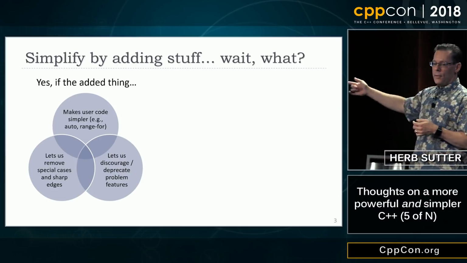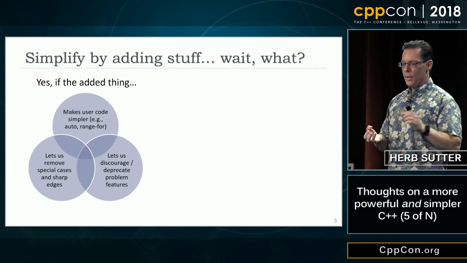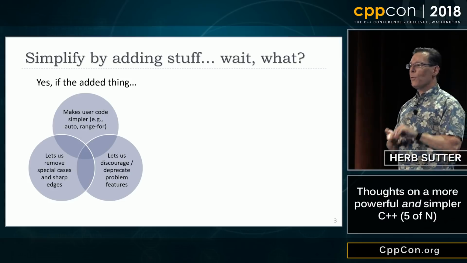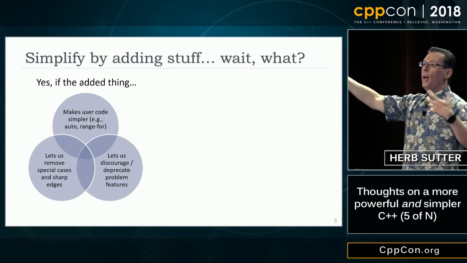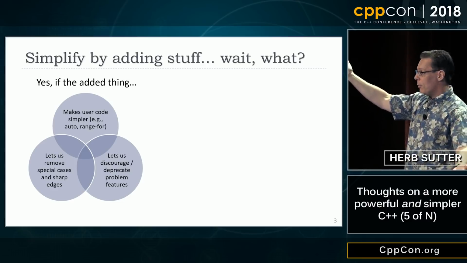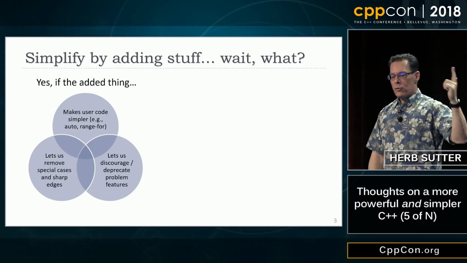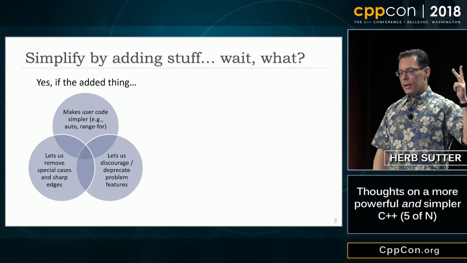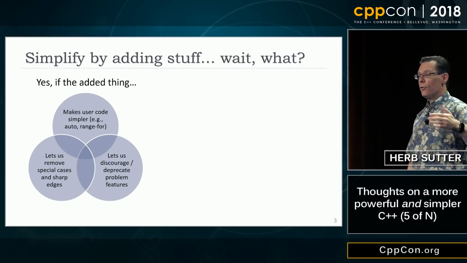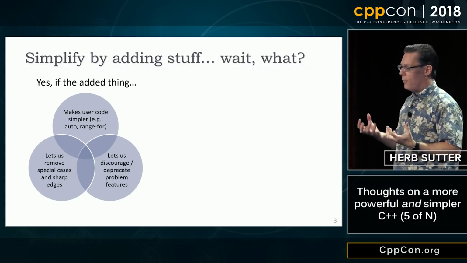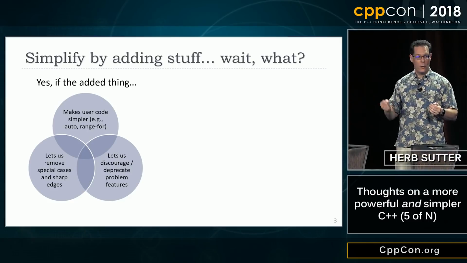So yes, we can do this if the thing we add to the language does one of three things, and there are others, but here are three main ones. If it makes user code simpler, for instance, range for, we added to the language, so we made the language a page bigger. But we made a lot of C++ code simpler because they could directly express their intent. If we can remove special cases and sharp edges, if we can even discourage, maybe even deprecate some existing hard features that make working with C++ difficult, then we have simplified C++ by adding something. Now we do want to also take away, we'll get to that.